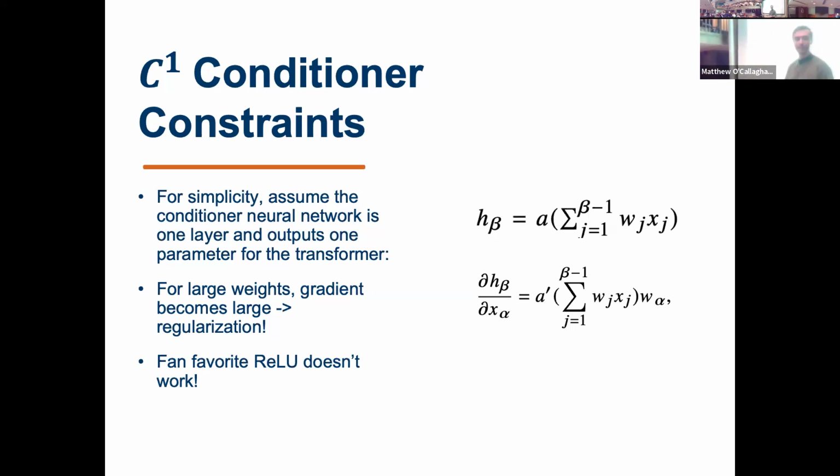So the first thing we want to do is consider just the conditioner, which is what's going to output the parameters of our bijection. What does this need to be? We know from the previous slide that the conditioner needs to be first-order continuously differentiable with respect to x alpha. For simplicity, we know neural networks scale very nicely as we build them up, so we just deal with it outputting one parameter. If we take the derivative, this requires that the activation function needs to be C1.